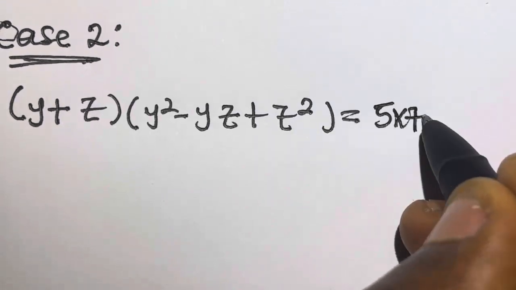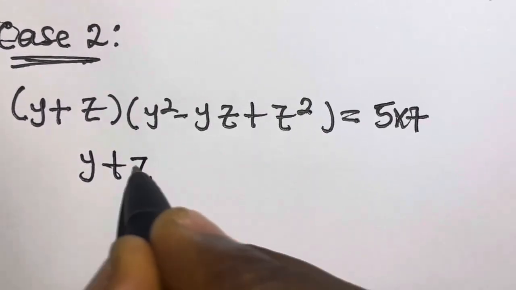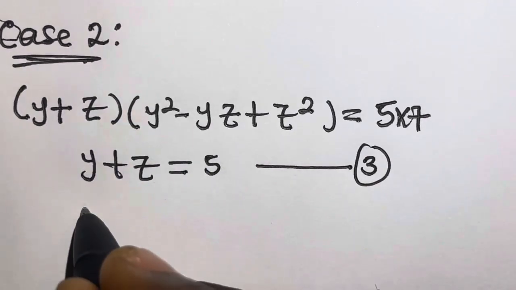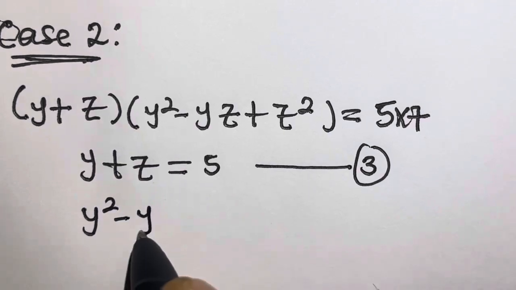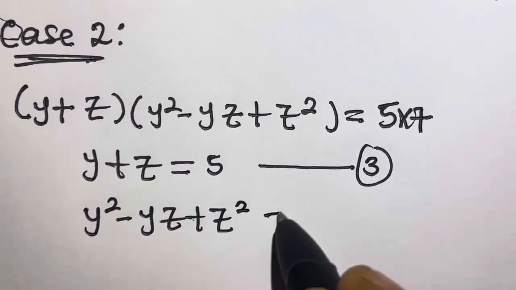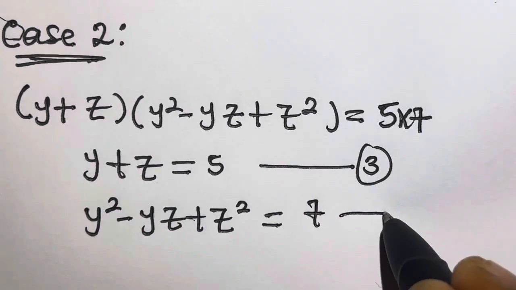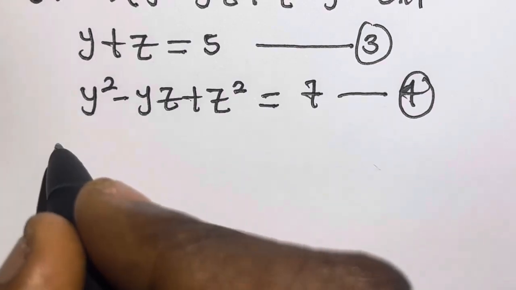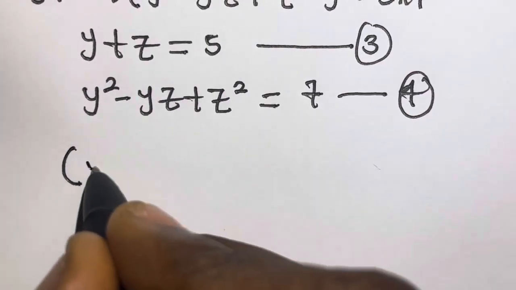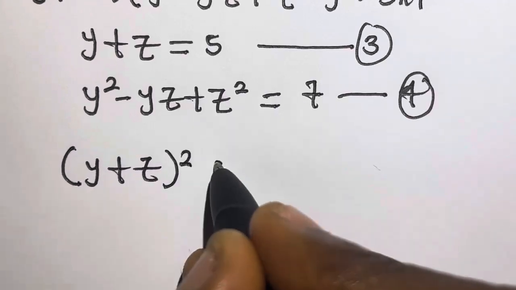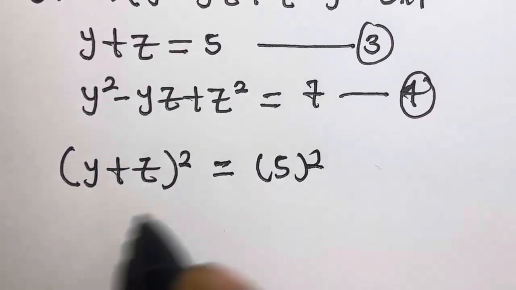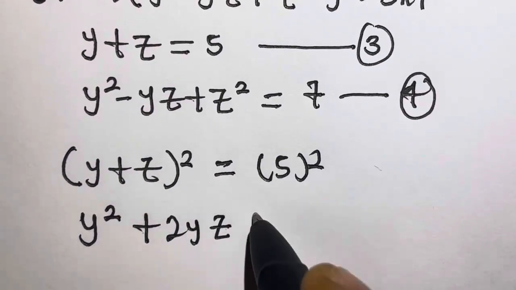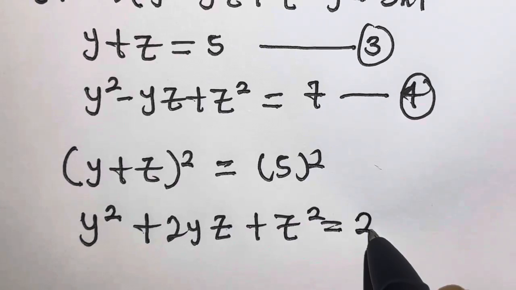So we have 5 and 7, right? So we have y plus z equals 5. Let's name this equation 3. Also, we have y square minus yz plus z square equals 7. So let's name this equation 4. So again, let's square both sides of equation 3. Square both sides of equation 3, we are going to have y plus z all squared equals 5 square. And if you do, we are going to have y square plus 2yz plus z square equals 25, right?